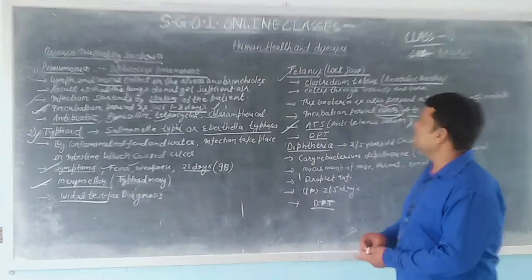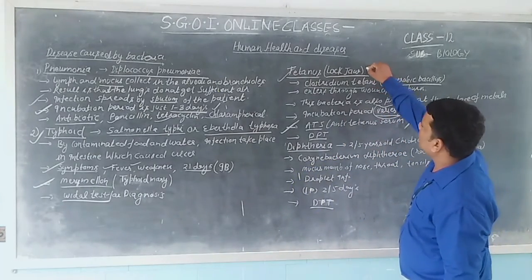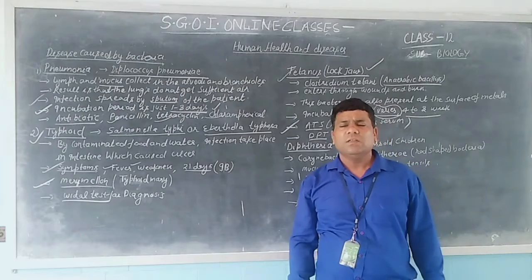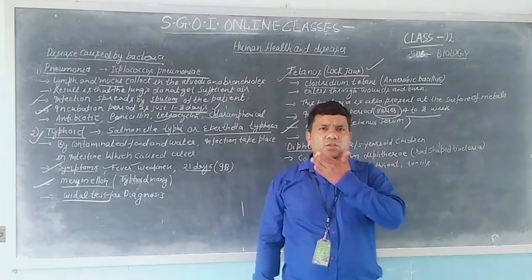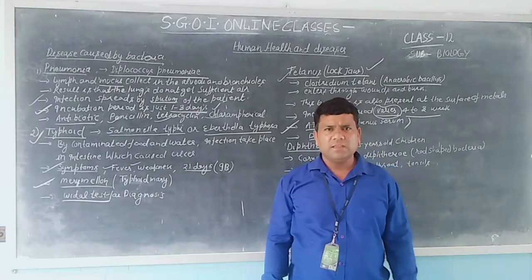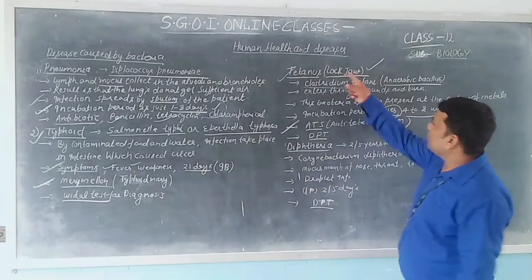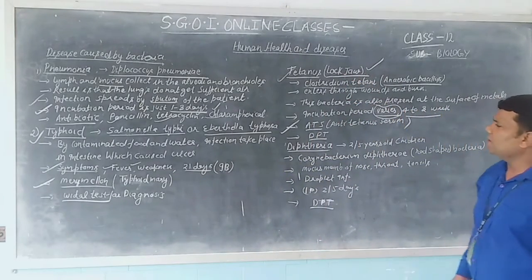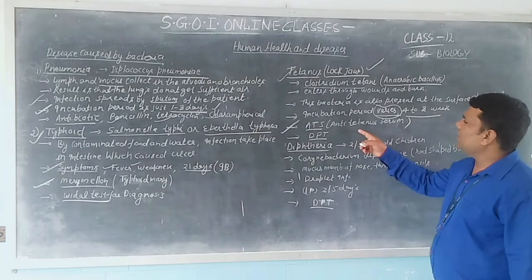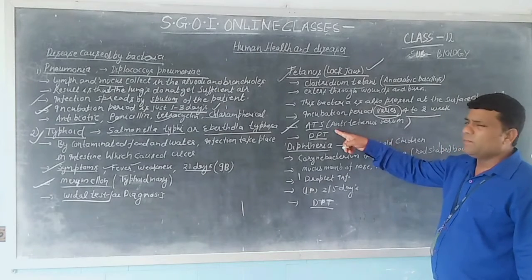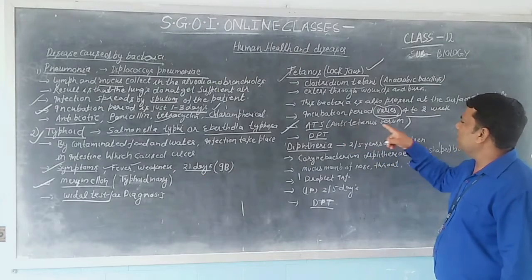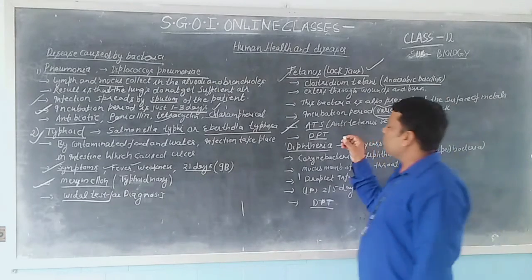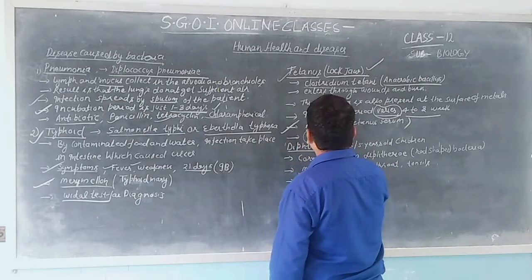That is why this disease is known as lockjaw disease, because the contraction of the muscles of the jaw is mostly affected by the disease. ATS is given to those patients which are in the critical stage. This is anti-tetanus serum, and there is also vaccination with DPT.